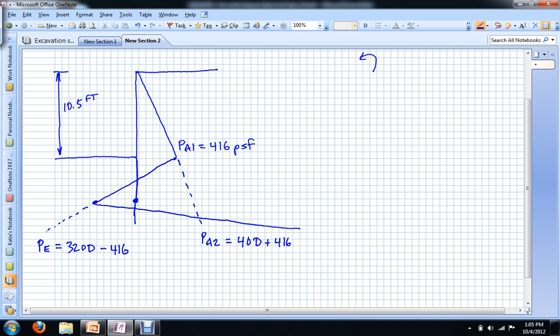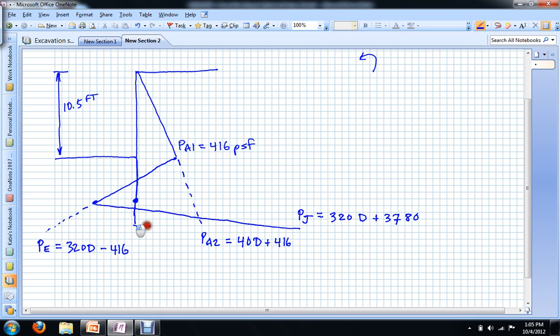It's going to go down over here. P sub j is the balance between the active and the passive pressure below the point of rotation. So we have our passive pressure on the retained side and our active pressure on the excavated side. And that came out to be 320 D plus 3780. Make sure that's clear, 3780. All of this in pounds per square foot.